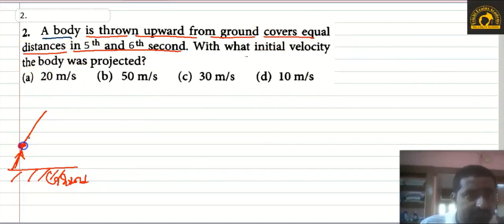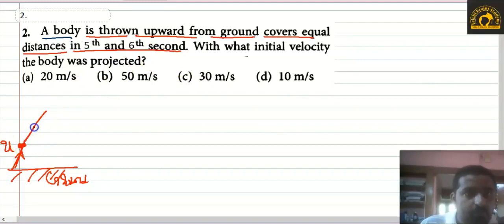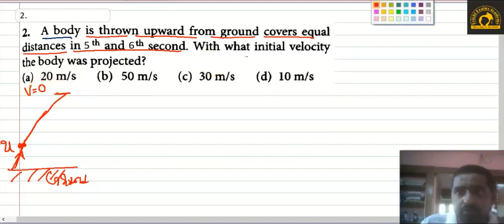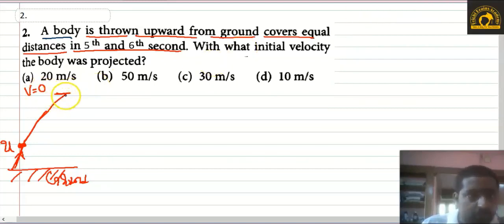Okay, so let's see, 7th and 6th second, it covers equal distance. So the body starts with a certain velocity, that is the initial velocity u. When it reaches the maximum position, the final velocity is how much? 0. So when the final velocity is 0, it will start what? Moving towards the ground. So it covers equal distances in 5th and 6th second.